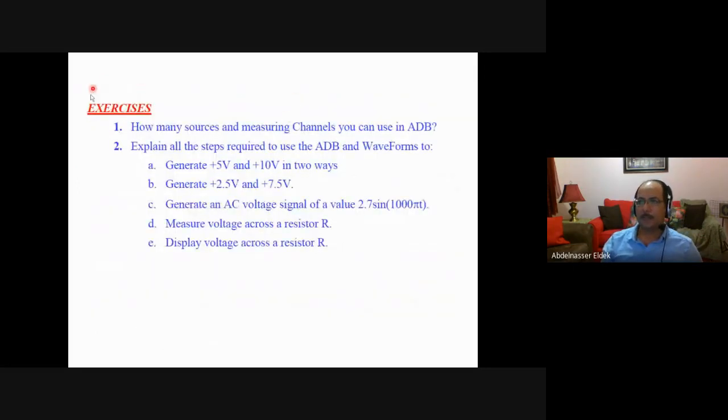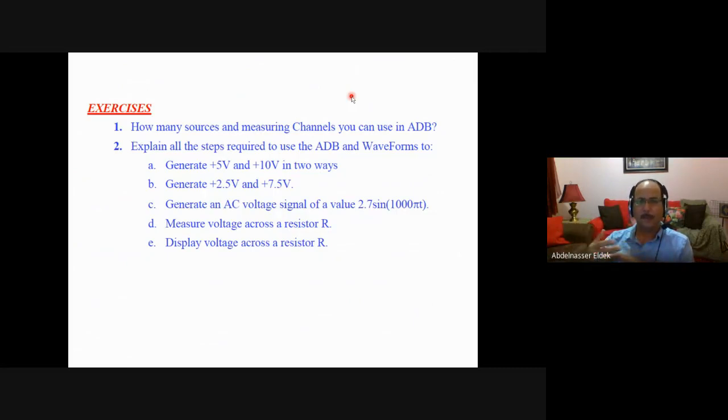So this is the end of this experiment. I hope you understand now what the analog discovery board is and how we can use it with waveforms. So for example, here is this question: how many sources and measuring channels can you use in the analog discovery board? Of course, measuring channels, we have 2 channels, orange with white strip and blue with white strip. So channel number 1 and channel number 2. So you have 2 channels to measure voltage and to display, to work with the voltmeter and to work with the scope.